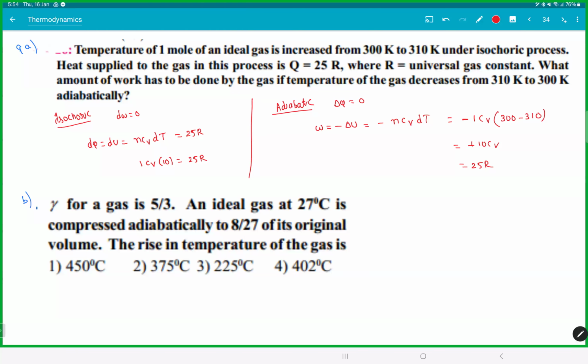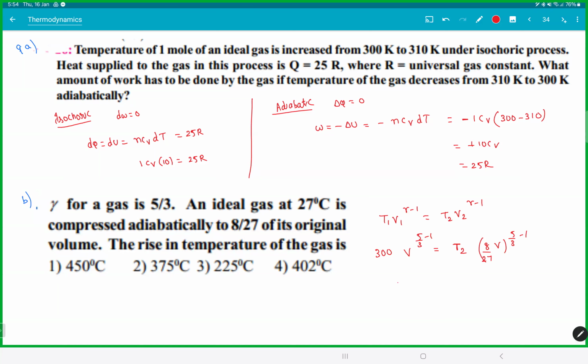Here an ideal gas at 25 degrees is compressed adiabatically to... So if you see in this, they're talking about temperature and volume. So T1 V1 to the power gamma minus 1 is T2 V2 to the power gamma minus 1. Initial temperature is 300. Be careful, temperature should be in Kelvin. This is volume to the power gamma minus 1. It's asking the rise in temperature of the gas. T2, and adiabatically to 8 by 27 V to the power gamma minus 1. Gamma is 5 by 3, minus 1.